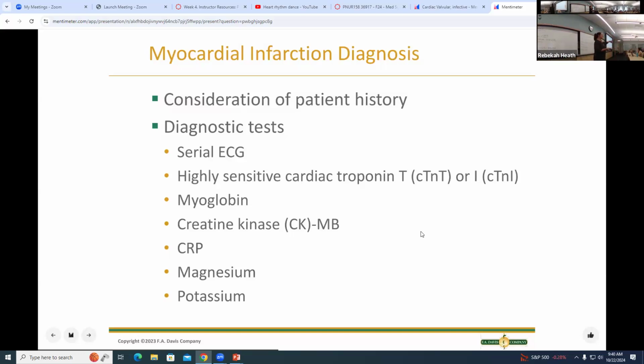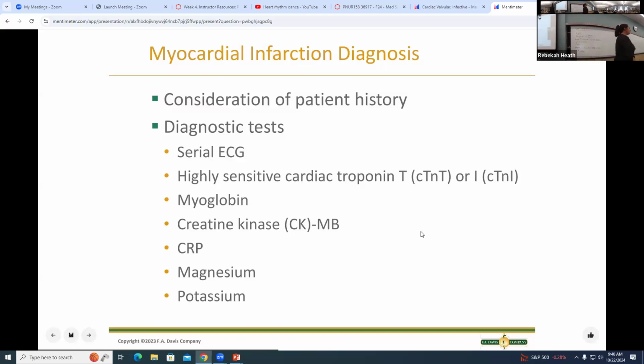Then you do that again at 6 hours and usually 12. And the reason why is when you first start having damage is when you first start having symptoms. But as that area of the muscle continues to not have blood flow, that area of damage is going to grow. And so our EKG might change, and those enzymes, those labs are going to be increasing as well.